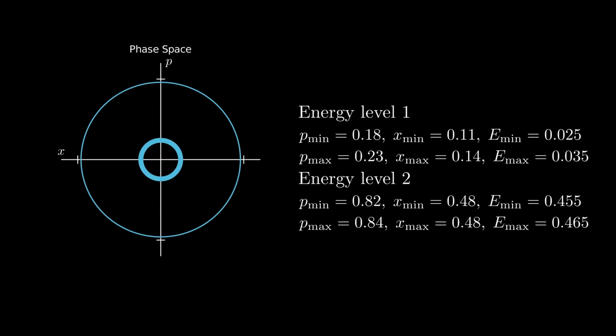So there is more wiggle room at lower energies on the values of momentum and position, but also a smaller range of total values. So, at low energies, the band is short but thick, and at high energies, it's long but thin. And in both cases, the total phase space area is the same.